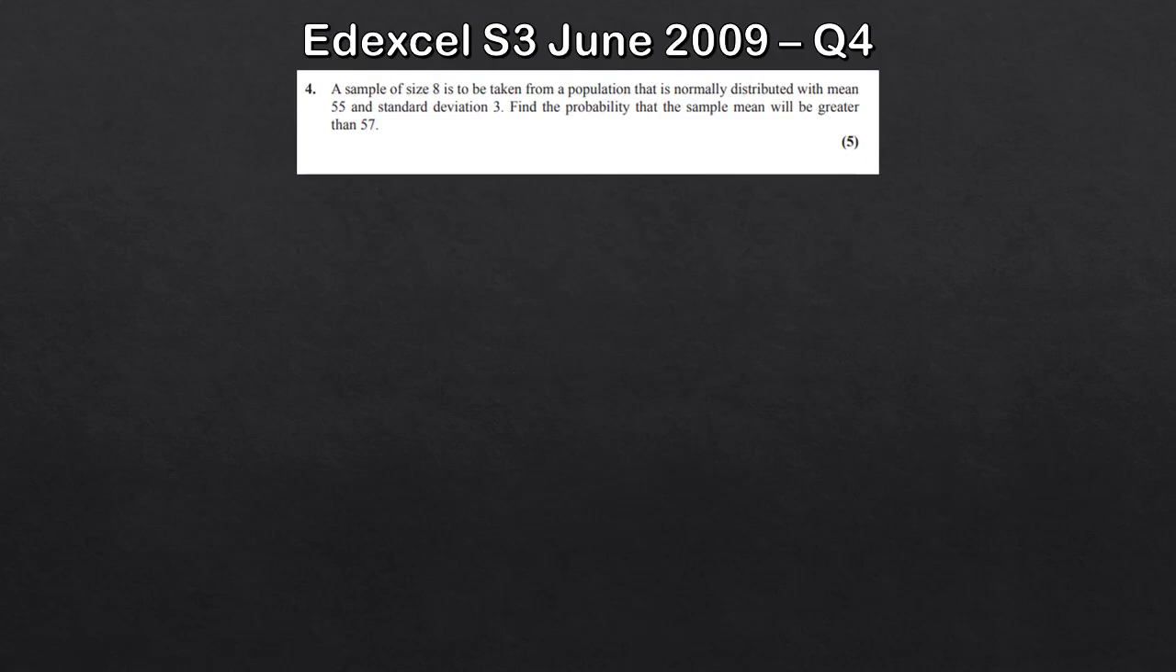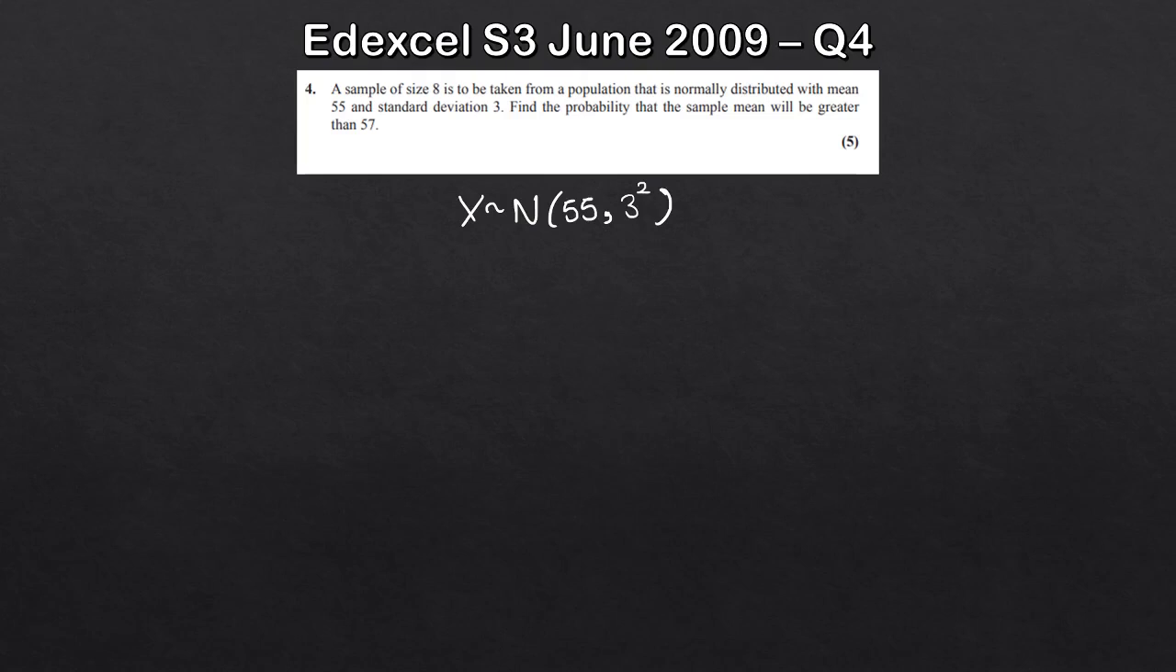This is S3 June 2009. So we've got a sample of size 8, which is taken from a population that's normally distributed with a mean of 55 and a standard deviation of 3. I want to find the probability that the sample mean is greater than 57. So let's just write out what distribution we've got here. We've got a normal distribution, mean 55, and standard deviation 3. So if I write that as the variance, that's 3 squared. What I want to do here is find the probability that the sample mean is greater than 57.